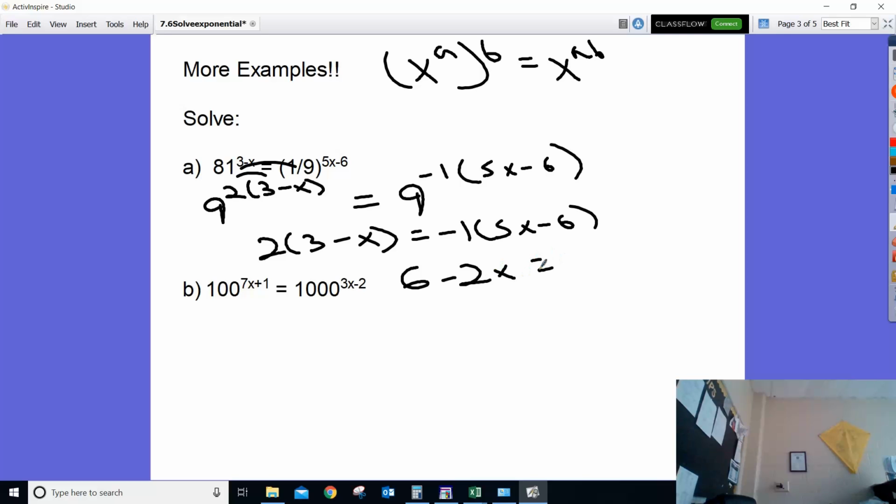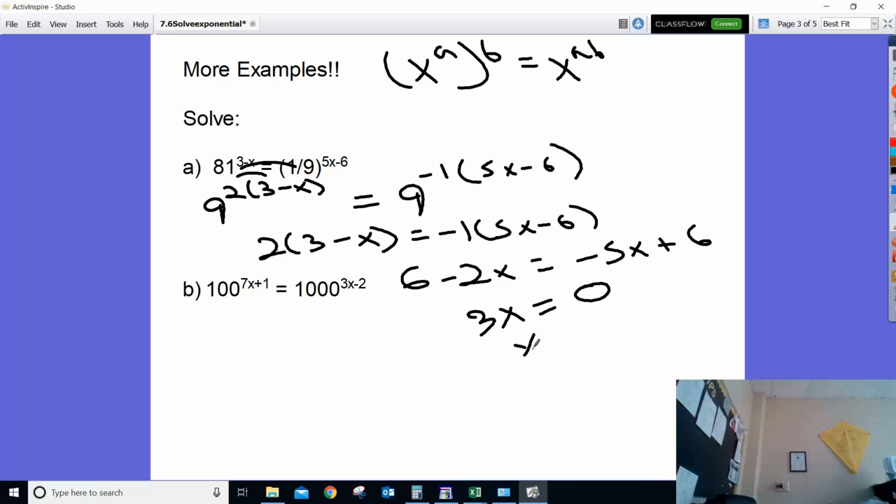Distribute that -1, what have you got? Negative 5x plus 6. X equals X is 0. That's right. I would shift my x's to the left. I'd make it 3x. On the right, you have 6 minus 6, which is 0. And there are kids who just say this has no answer, but you're not thinking this through. If you take that 0 and divide it by 3, what do you still have? 0.